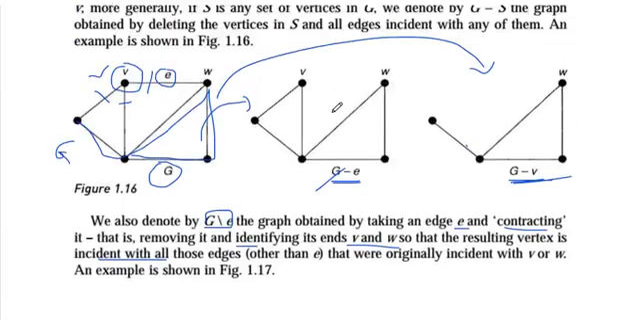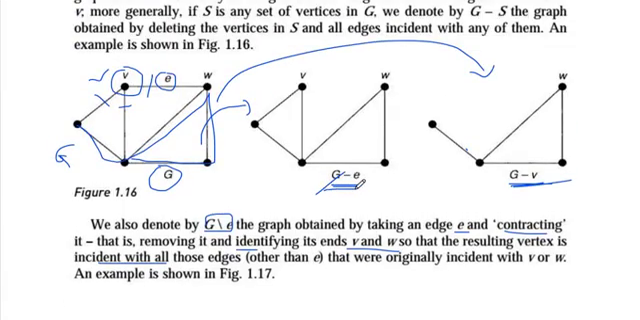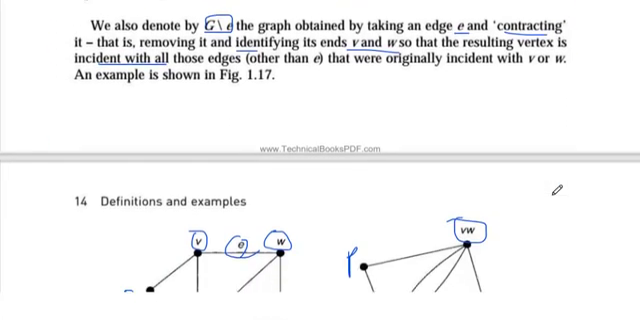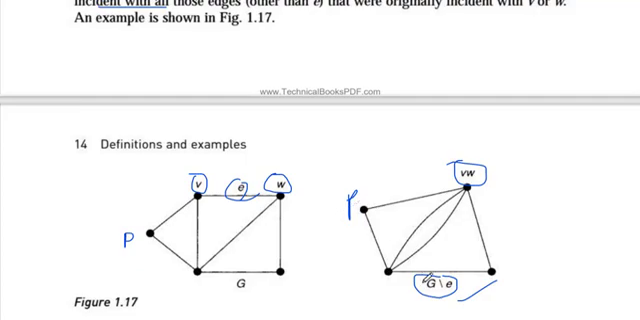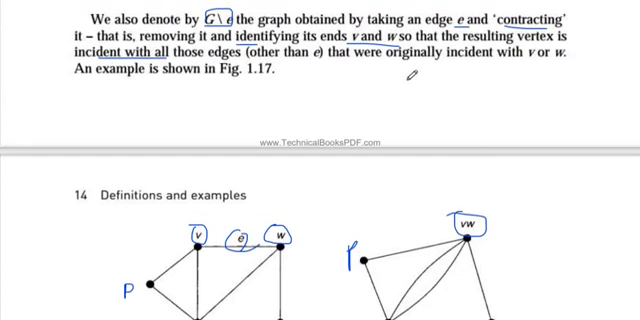So we have seen three types of different graphs. In G−E, we have removed one edge. Here we have removed a vertex, and here in G/E, we remove the edge and connect two vertices to make them one vertex.